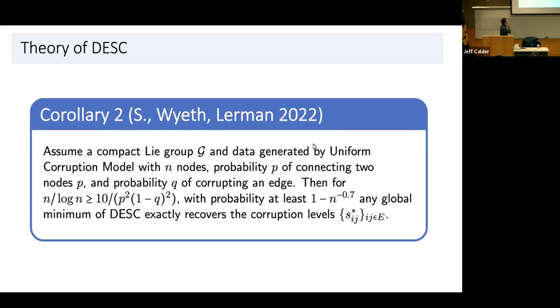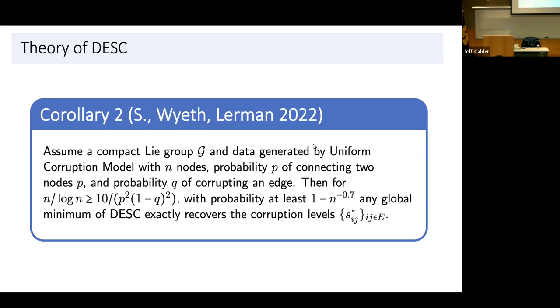So based on that corollary, we can show a sample complexity bound, assuming that you have a uniform corruption model that I taught before. So assume that you have a graph where you have some probability of connecting two edges, I mean P, and you also have a probability of corrupting an edge, I call it Q. And under this model, you can actually recover the ground truth as long as n over log n is greater than some constant over p squared times (1 minus q) squared. So the information theoretic bound in this problem is of order 1 over p times (1 minus q) squared.